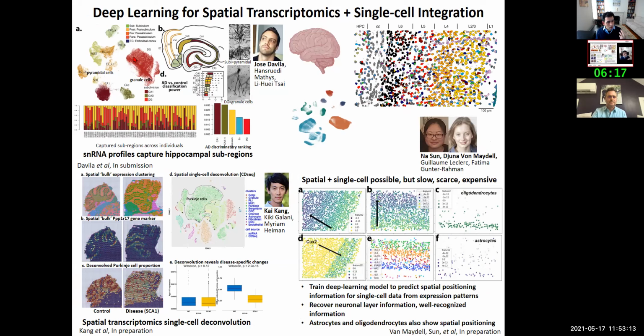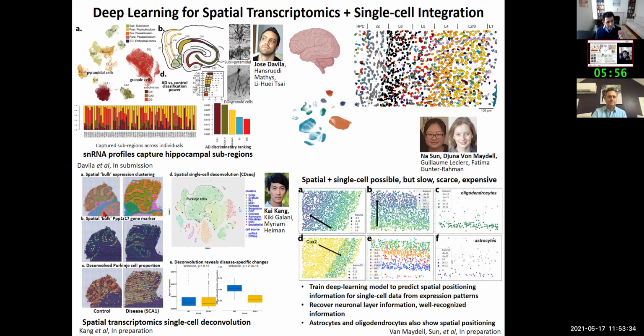This clustering was discovered purely de novo, and yet we found this beautiful concordance with pyramidal and granule cells and so on and so forth. And we found that CA1 is in fact the most predictive of Alzheimer's, whereas dentate gyrus appears to be the least predictive and most likely the least affected.